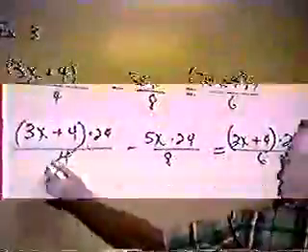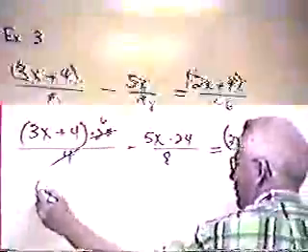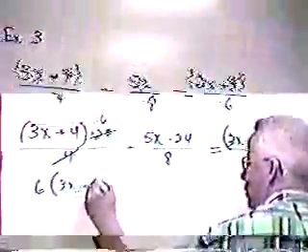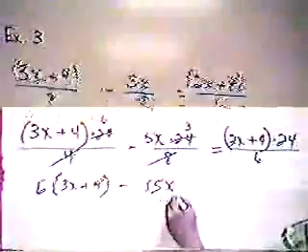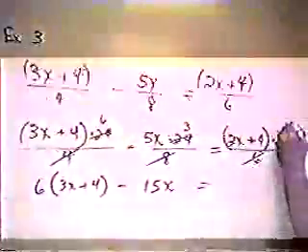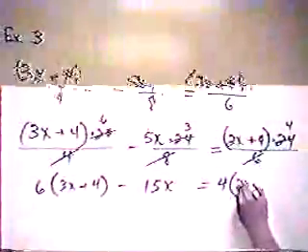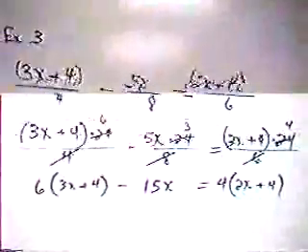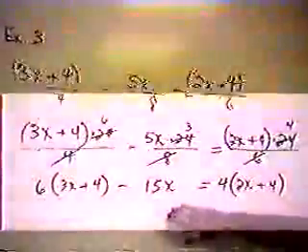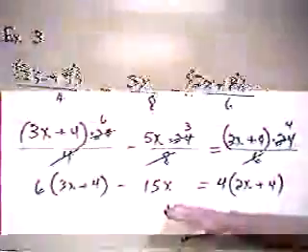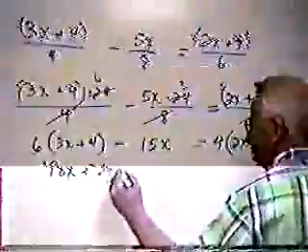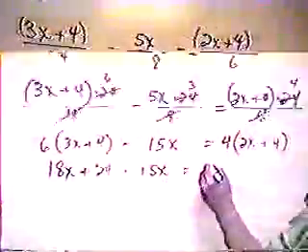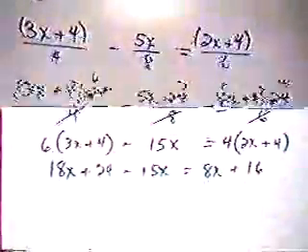And look what happens. This 4 will divide into this 6 times. So we have 6 times 3x plus 4. This 8 will go into this 3 times, so we have a minus 15x. This 6 will go into that 4 times, so we have 4 times 2x plus 4. And look where we are. We're back to examples 1 and 2, which says remove parentheses. So removing parentheses, we have 18x plus 24 minus 15x is equal to 8x plus 16.